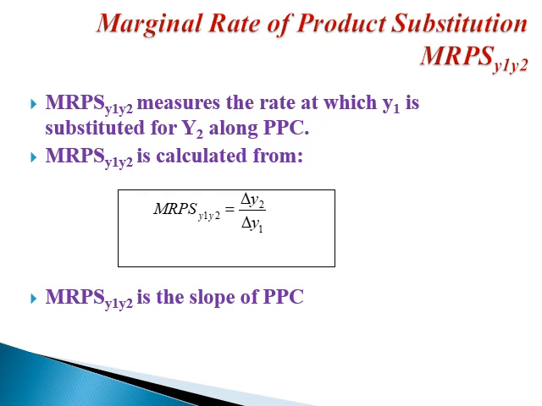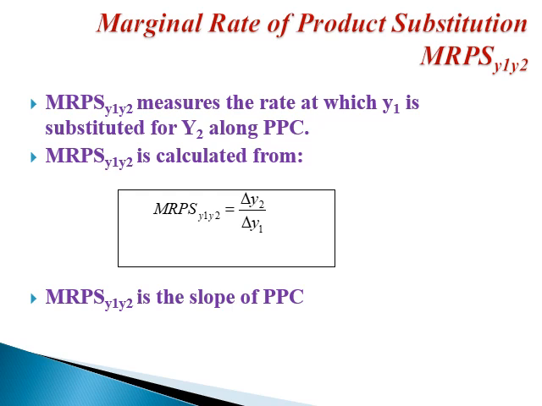Before I go into that, we will define first of all, because remember we graphed the production possibility curve. And what is the slope of the production possibility curve? The slope of the production possibility curve is called the MRPS, y1 for y2. MRPS stands for marginal rate of product substitution. Remember before, the slope of the isoquant was called the marginal rate of substitution, x1 for x2.